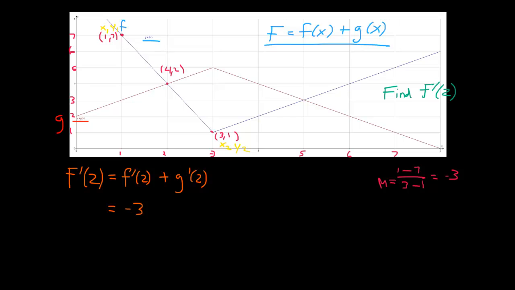Now what about g prime of 2? That is the slope of the tangent line of g at x equals 2. Again, g is a linear function, so all we have to do is find the slope of this red line at x equals 2. Well, let's pick a few points. We know that point is on the line. We know this point right here is 3, 5.